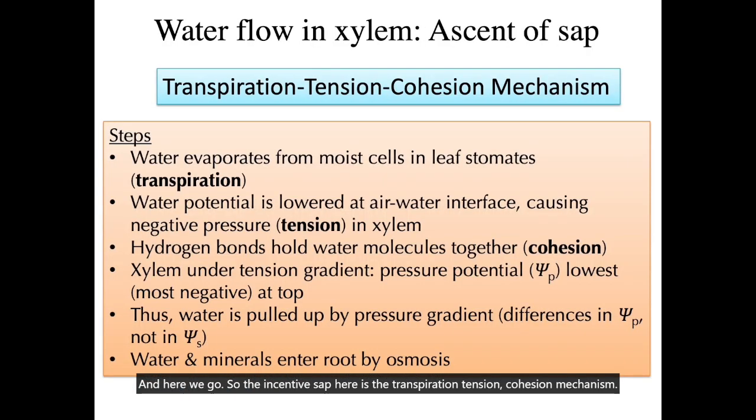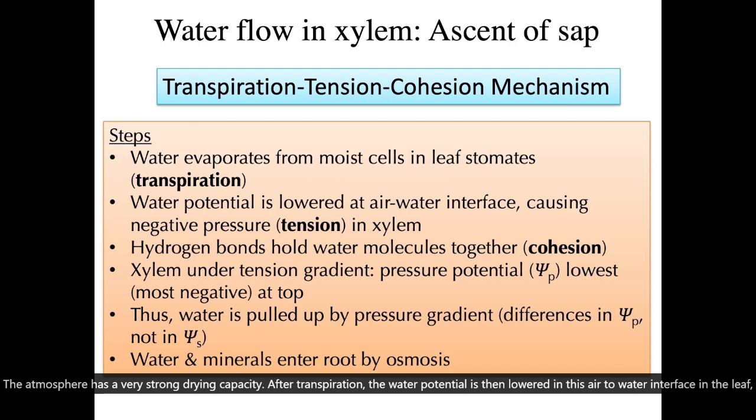And here we go. So the ascent of sap. Here is the transpiration, tension, cohesion mechanism. First of all, water evaporates from the moist cells in the leaf openings. Those are called stomates. And this is the transpiration step. And that's because the atmosphere has an extraordinarily low water potential. You know, if you hang jeans out on a line and the jeans are soaking wet, they will become dry after a while. That's because the water leaves and goes into the atmosphere. The atmosphere has a very strong drying capacity.